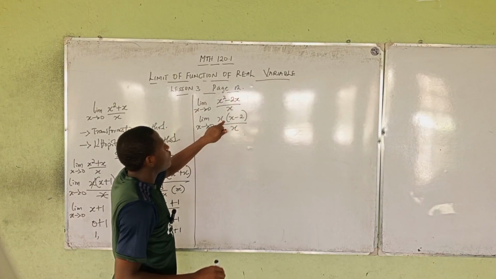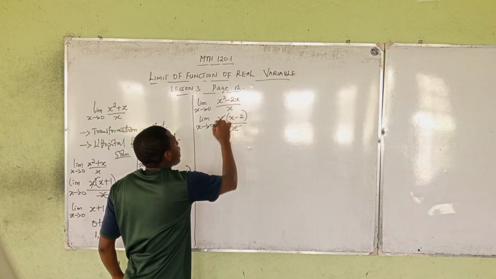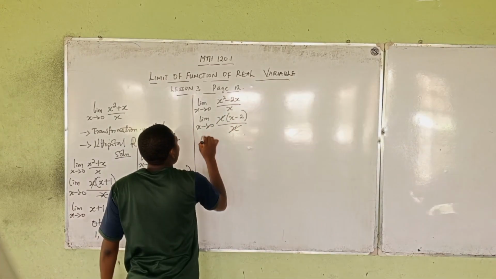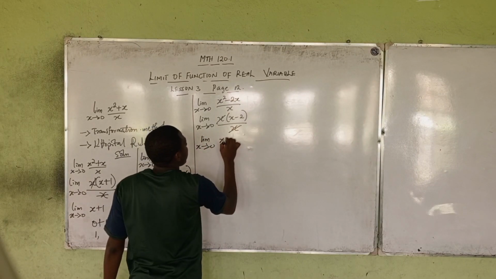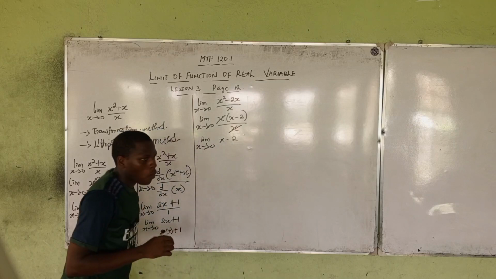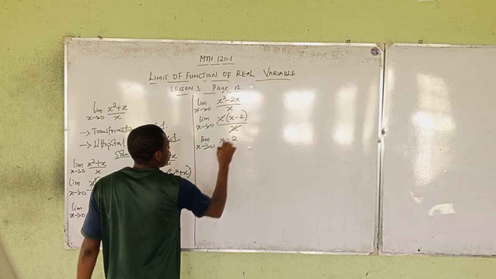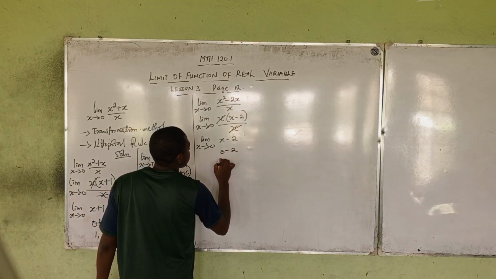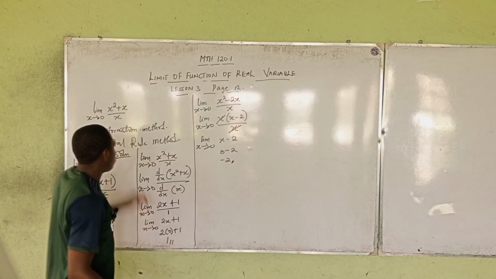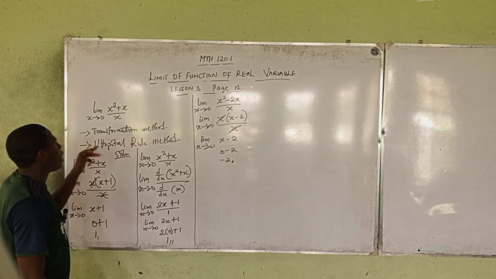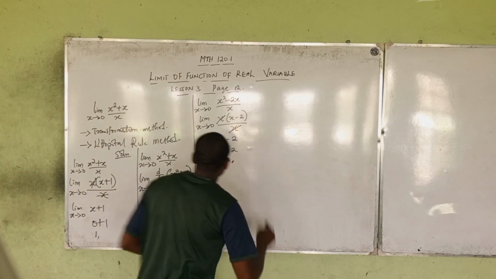Since you have a variable here equal to a variable here, they simply cancel out. You are left with the limit of x tending to 0 of x minus 2. What's the next thing? Anywhere you see x, substitute 0. If you do that, you have 0 minus 2, which is equal to minus 2. So this is your answer using your transformation method. Now let's use the L'Hospital rule method to solve this equation.